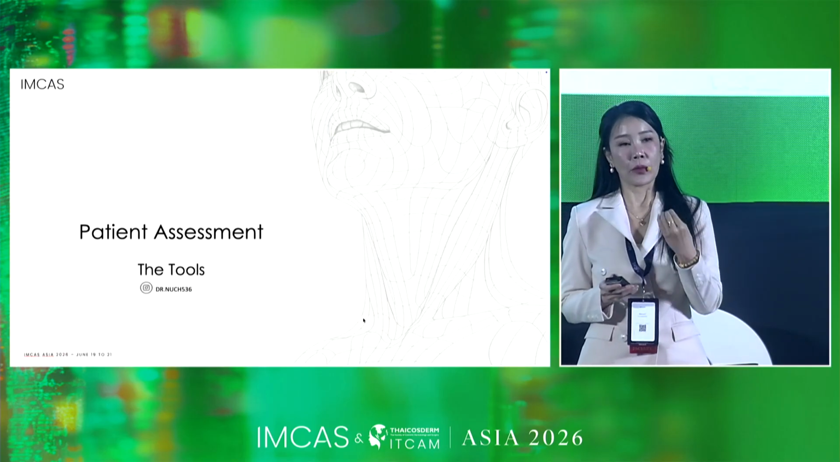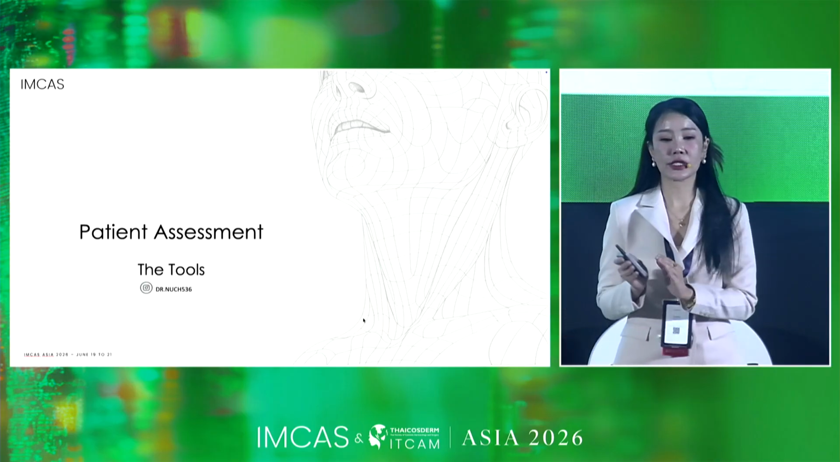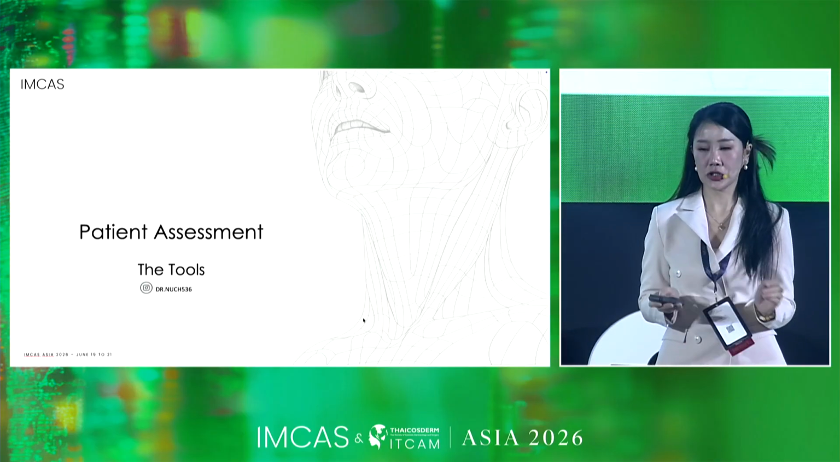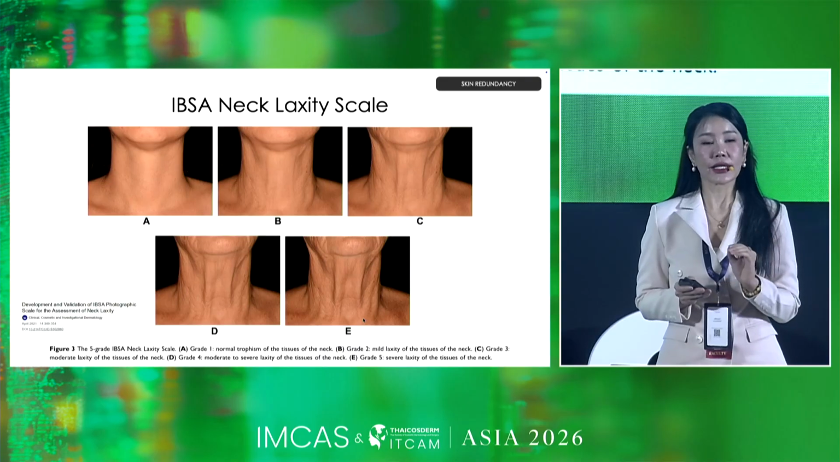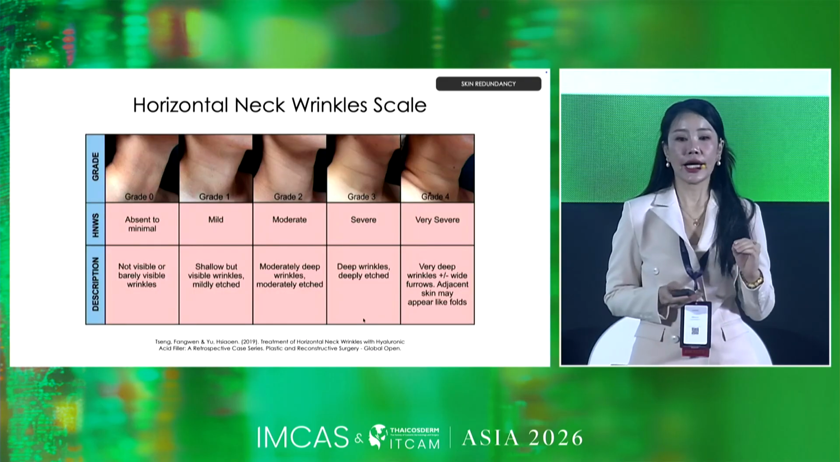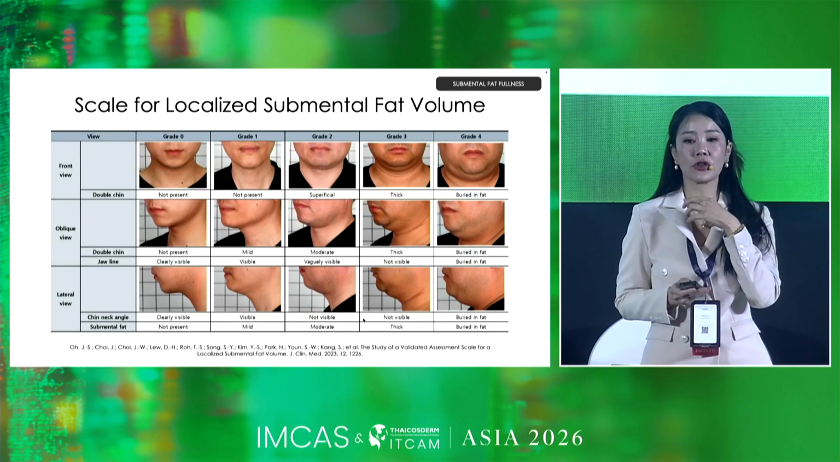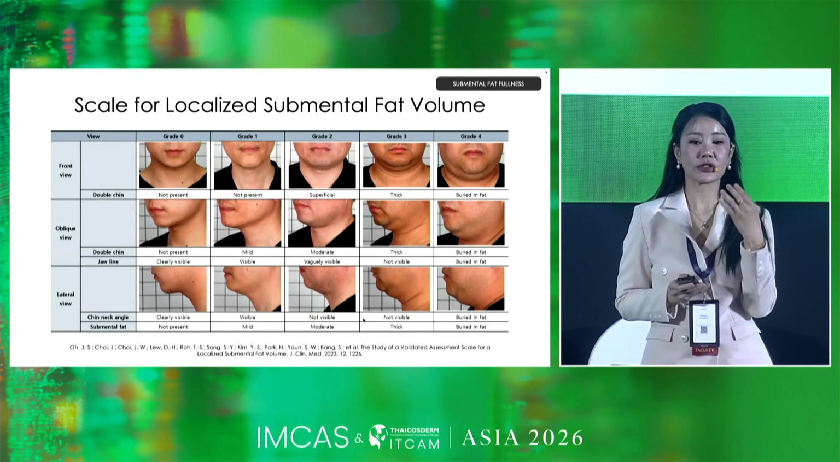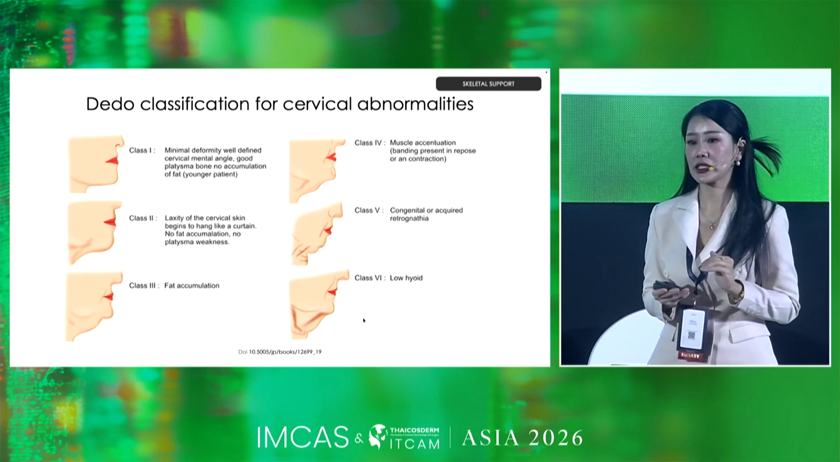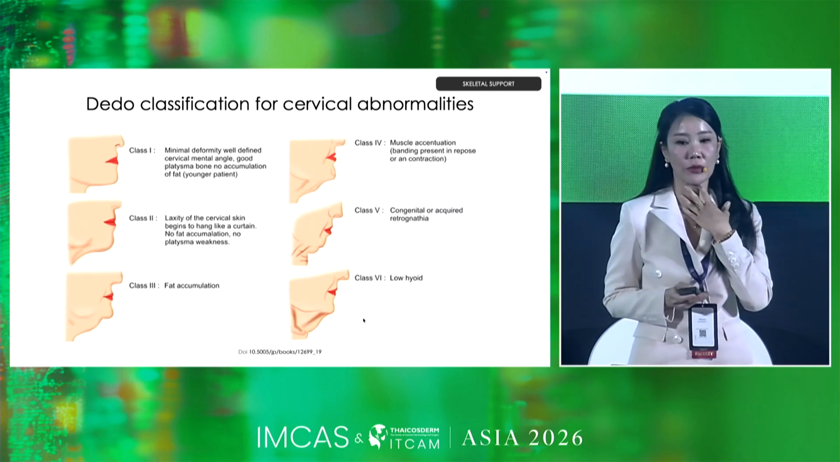And every time before I start my treatment, I always use assessment scales. For neck laxity, I prefer to use this scale, and I use the horizontal neck wrinkle scale. Also, for submental fat volume, I use this scale to validate for my patient. And the last one is the Dido classification for cervical abnormalities.